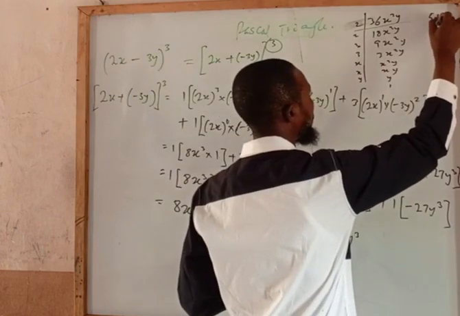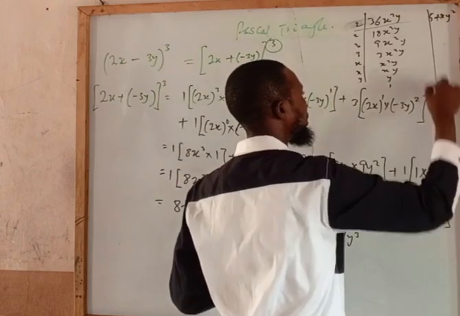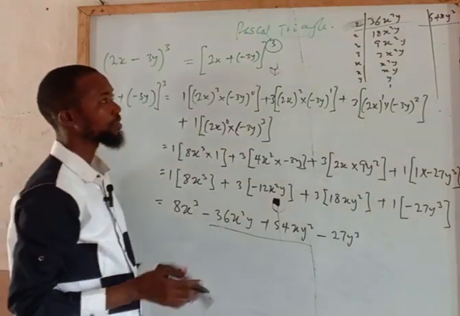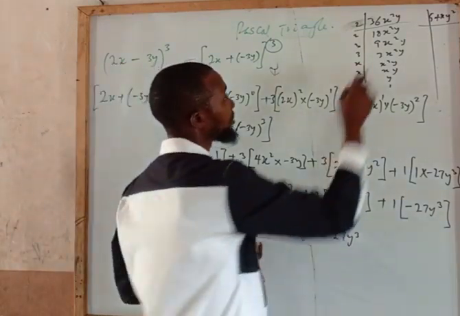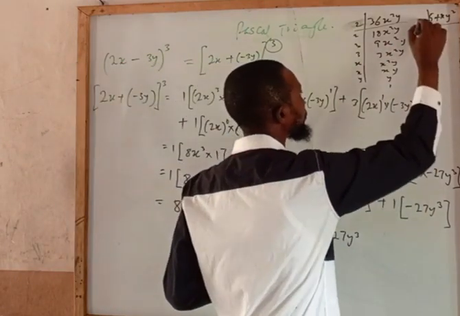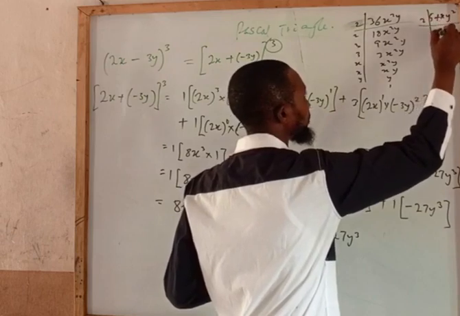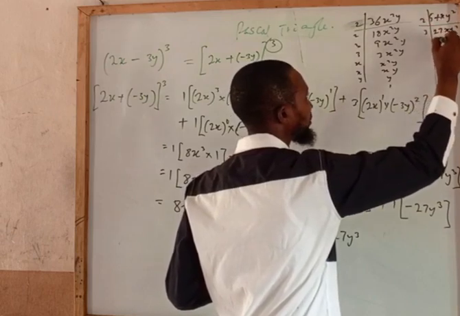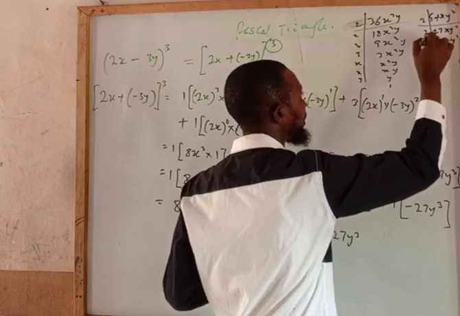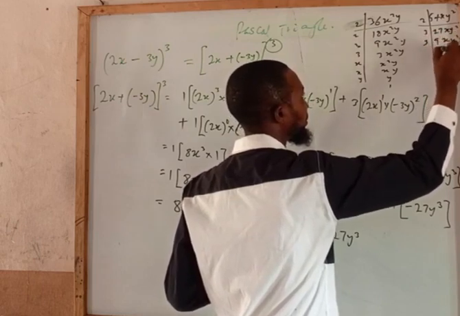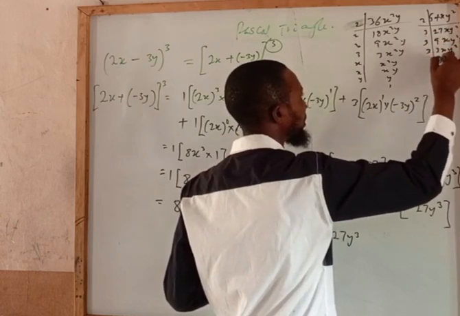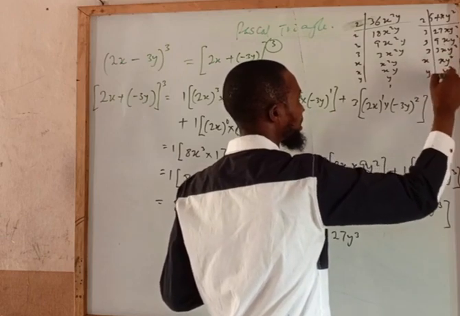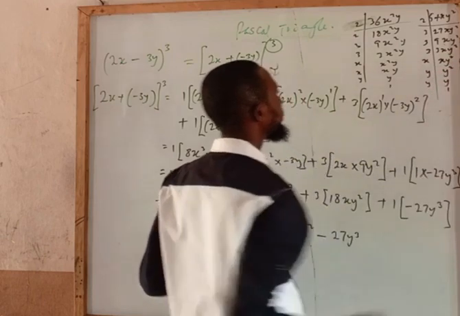So 54xy squared here is, because we want to fish out what is common to the two terms, so here can be what? 2 in 54, that is 27xy squared. 3 in 27, 9xy squared. And 3 in 9, that is 3xy squared. 3 in 3 gives xy squared. x in this, y squared. y in this, y. And y in this, 1.